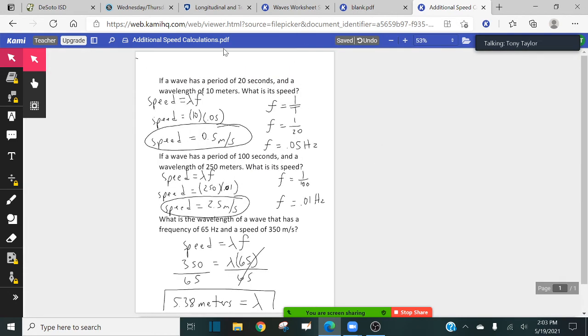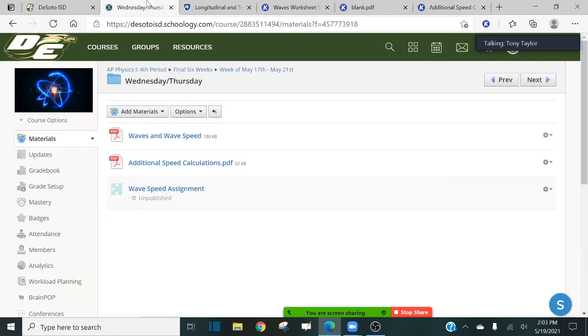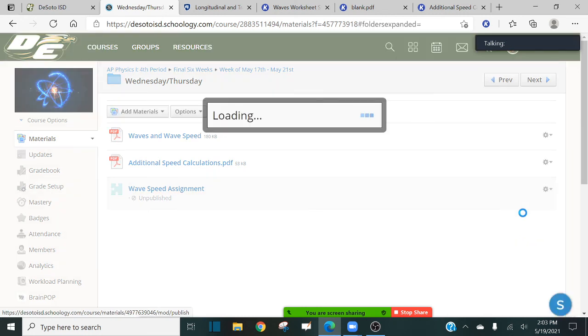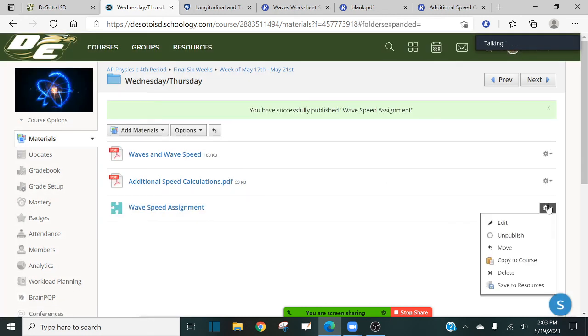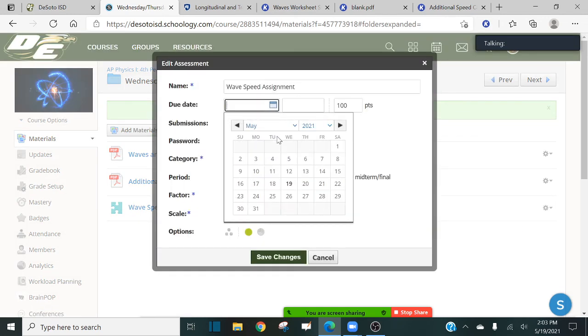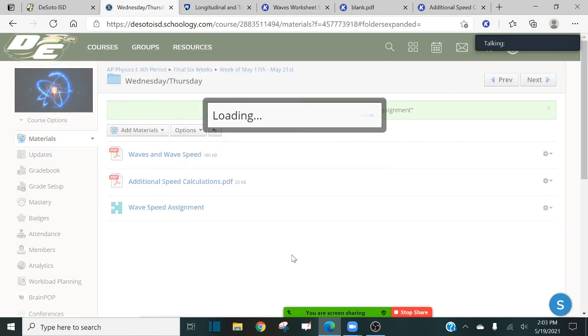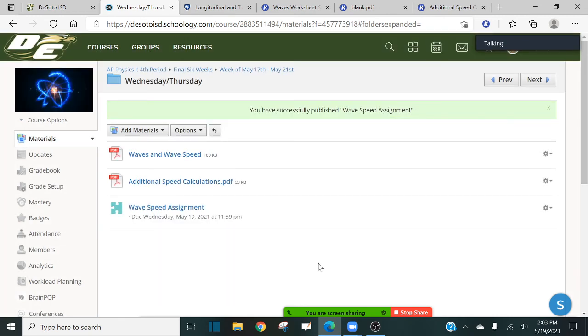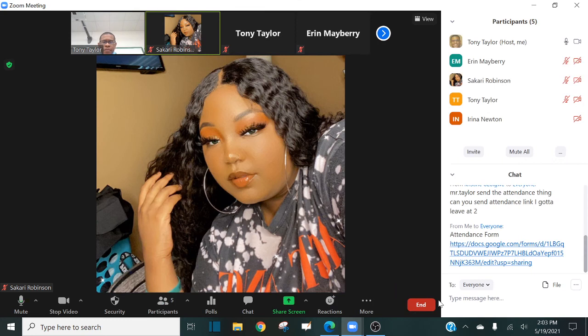Okay, so the speed equation is really easy. I'm going to go ahead and open up this assignment so you guys can see it. Okay, the assignment has been made open for you guys. Let me stop sharing my screen.